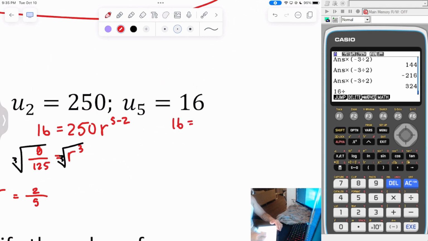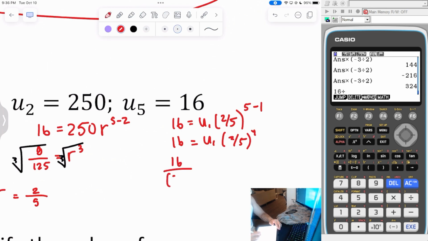We'll say 16 is equals to u sub 1 times r, which was 2/5 that we found a moment ago, to the power of 5 minus 1. And as long as I simplify and solve for u sub 1, we'll be good. So it seems like I'll have 16 is equals to u sub 1 times 2/5 to the power of 4. I'll take 16 and divide by 2/5 to the power of 4, and that's all equals to u sub 1.